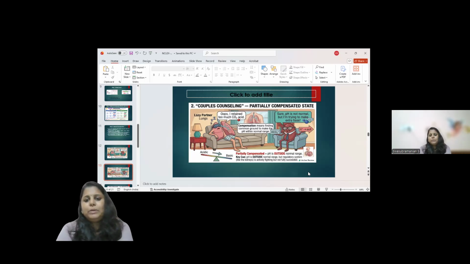Okay. Next, let's look at the partially compensated state. You can easily remember it as couple counseling. The two partners coming for counseling are the lungs and the kidney. As I mentioned earlier, compensation means we need to find common ground in order to bring the pH into the normal range. Here, the lungs retain too much CO2, that is acid, but the kidney tries to make the extra base.